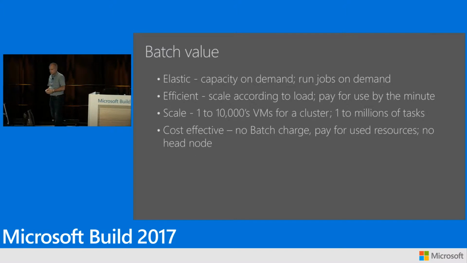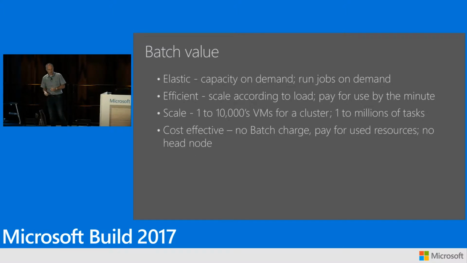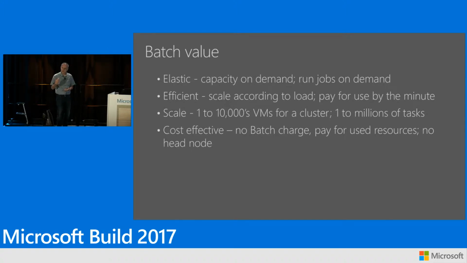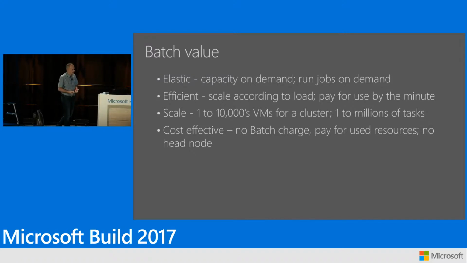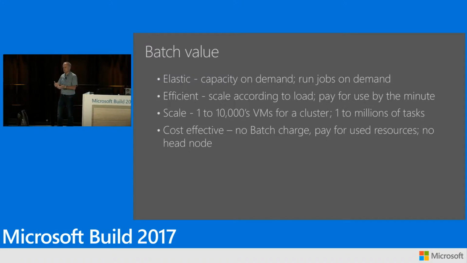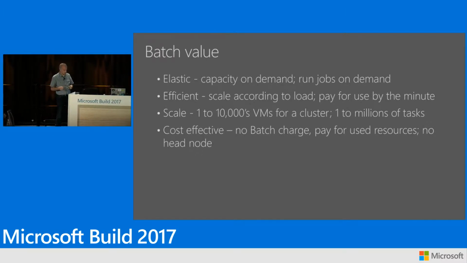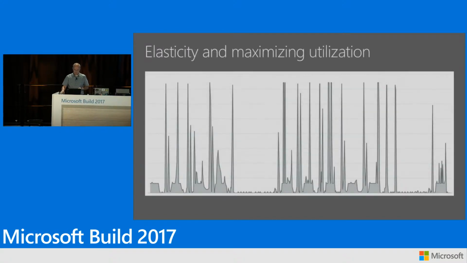And when it comes to scale, we see a vast range of workloads that require anything from maybe 10, 20 VMs, all the way up to tens of thousands of VMs. And with Batch itself, we aim to be cost effective. There is no charge for Batch itself. You pay for the underlying resources that are used, mainly the compute, but also any storage, networking, and so on.